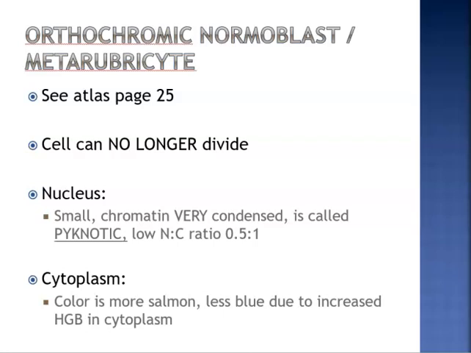As far as the cytoplasm, the color is more of a salmon color, so it's more of a pinky color. You have less blue because of the increase of hemoglobin in the cytoplasm. Remember I said when you have hemoglobin, you're going to have more of a pink or reddish color. So that's what's happening in this stage. But please make sure that you're looking at your atlas and seeing the images of each stage of maturation.